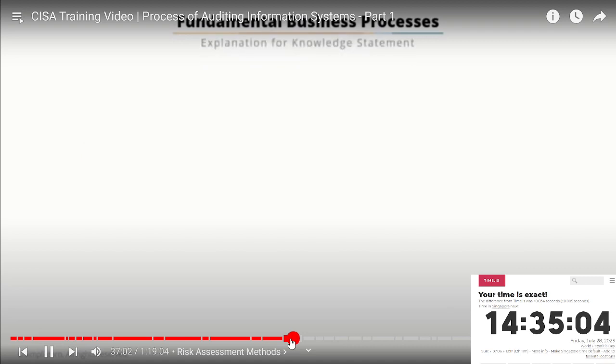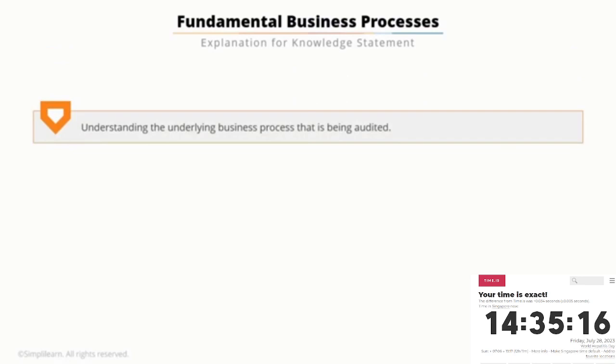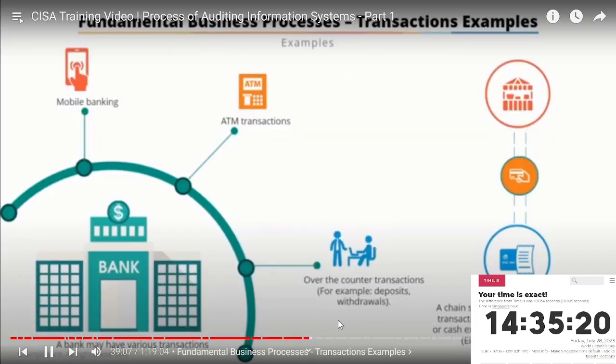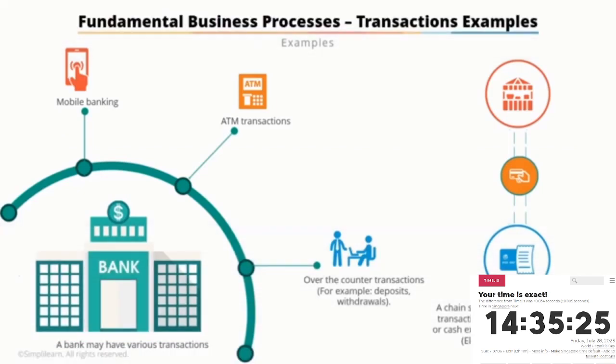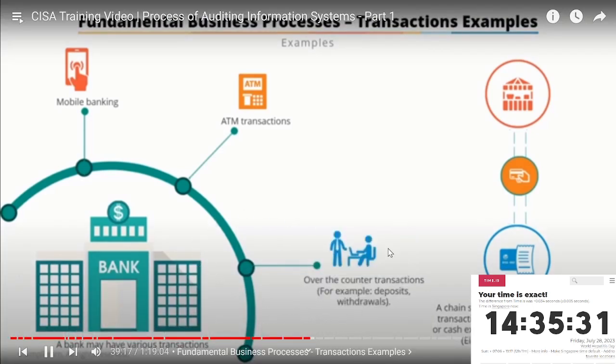The purpose of this knowledge statement is to emphasize that before you can do a successful IS audit, you need to understand the underlying business process that's being audited. As we already mentioned, is this an accounts payable system? Is this a human resource? And then apply things that we've looked at in earlier lessons, such as risk assessment, a risk assessment that's particular to the specific fundamental business processes for the organization that you're about to audit.